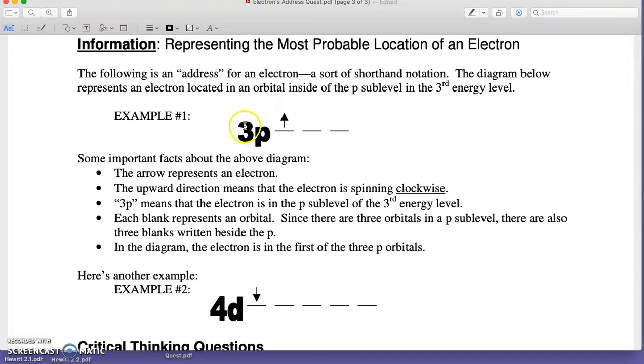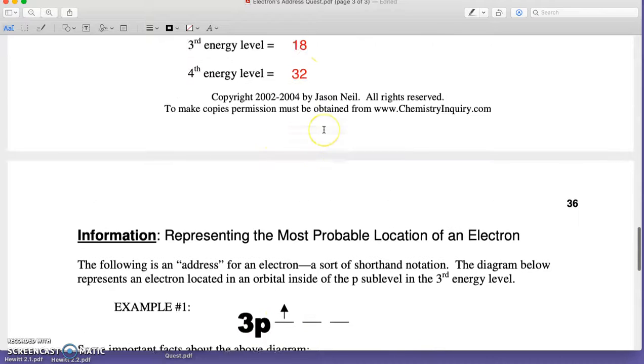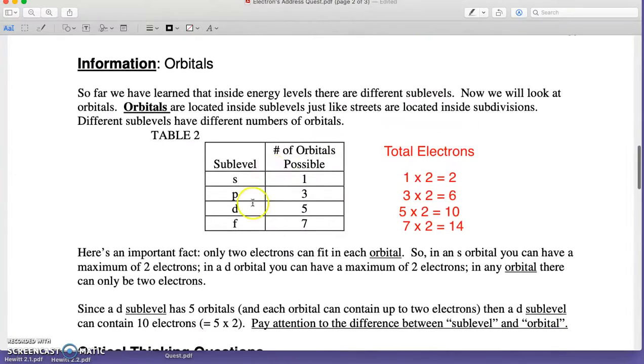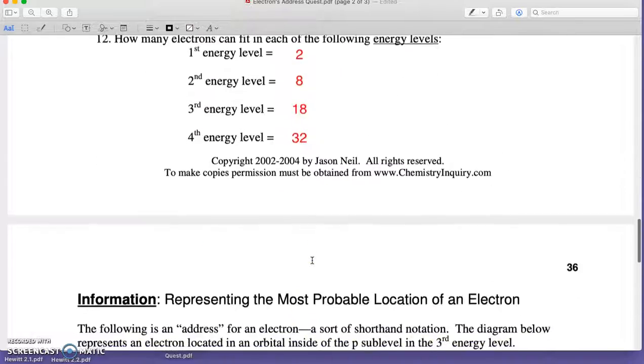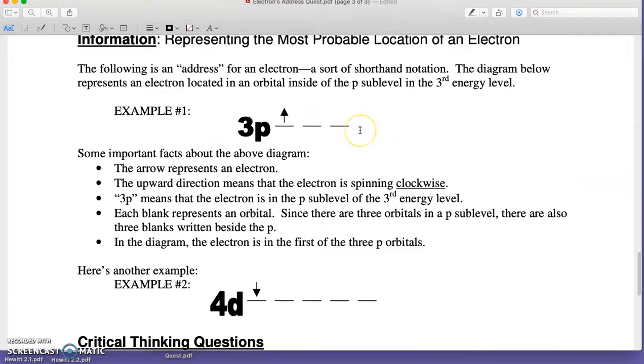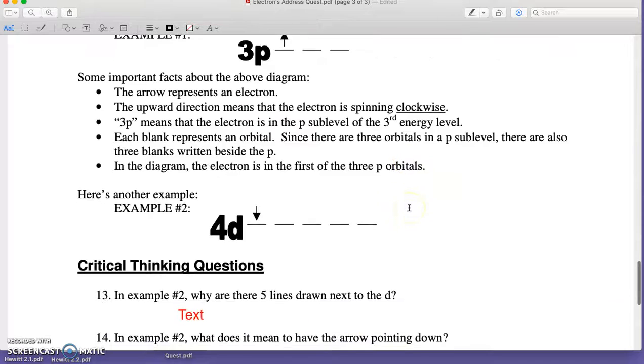So first number is energy level, the letter is the sublevel, and then each of the lines, each blank, is considered an orbital. And since P has 3 orbitals, and we know that because of here, my P will have 3 lines after it. And in the diagram, the electron is the first in the first of the 3 P orbitals. So there's my arrow, there's my electron that's spinning clockwise. So this is how I talk about 3P with 1 electron.